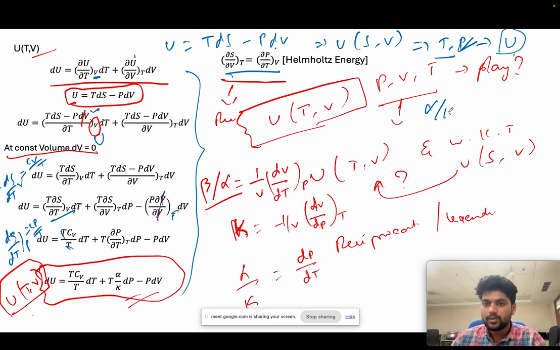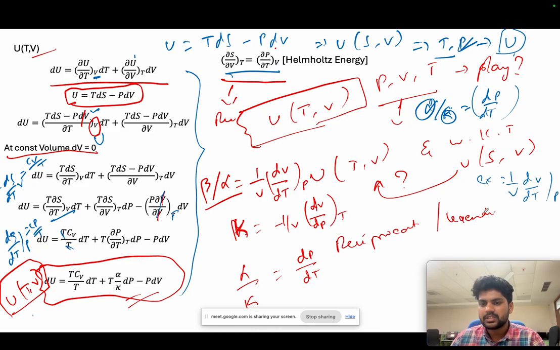equal to dP by dT. What we have done is we are taking the expansion divided by compression, so expansion is nothing but 1 by V dV by dT at constant pressure, and the compression is minus 1 by V dV by dP at constant temperature. So we are applying expansion divided by compression to get dP by dT. So this will go up, so basically it will be like this one.